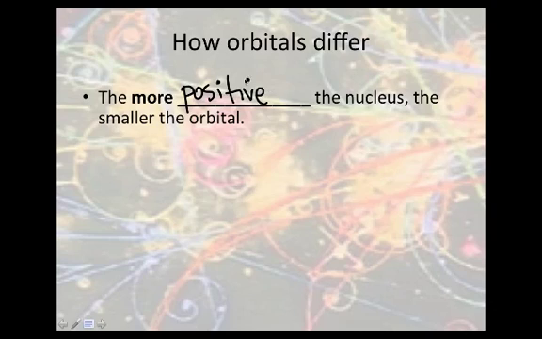All right, so what we know is that the more positively charged the nucleus is, the smaller the orbital will be, right? This is all about effective nuclear charge. Think atomic number here.